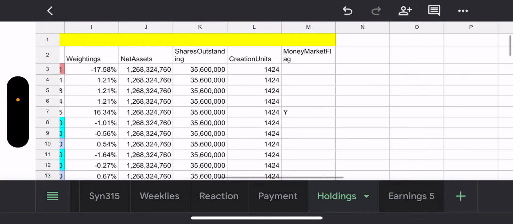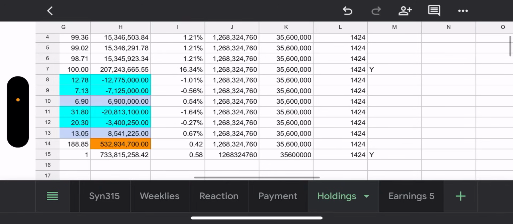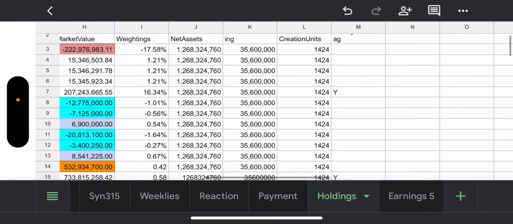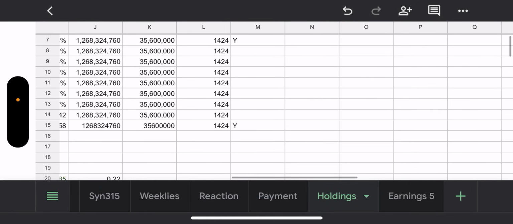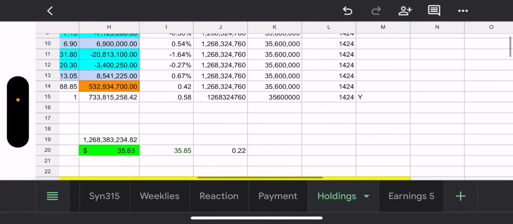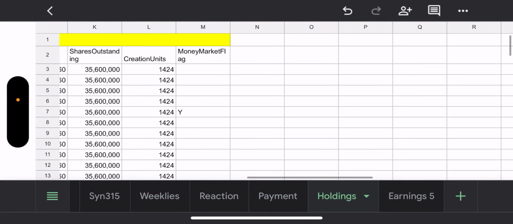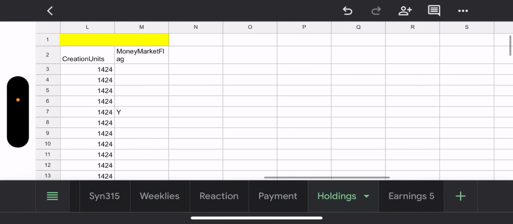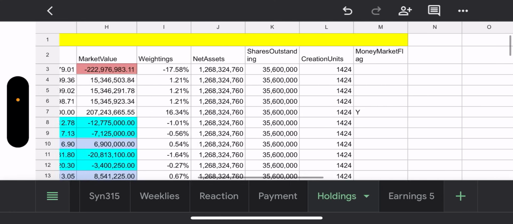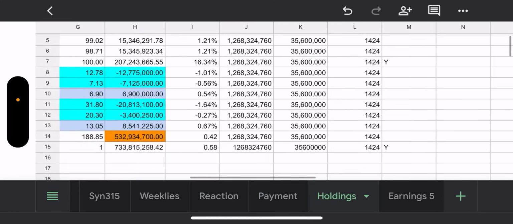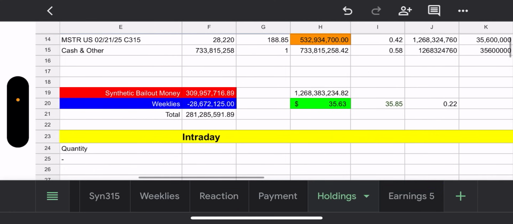And then there's weighting. So what percent of the fund each item makes up. The net assets, obviously that should match my number down here. Let me double check it. 268,383. It's actually off a little. Whatever, it's close enough. Outstanding shares, 35.6 mil. Creation units, who cares? And then money market flag, who cares? But yeah, so that's pretty much it.